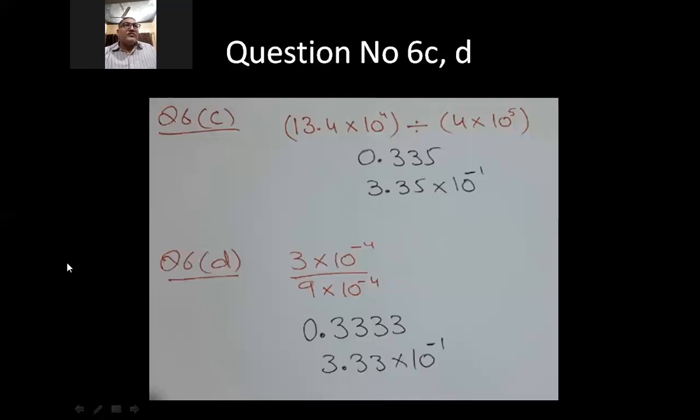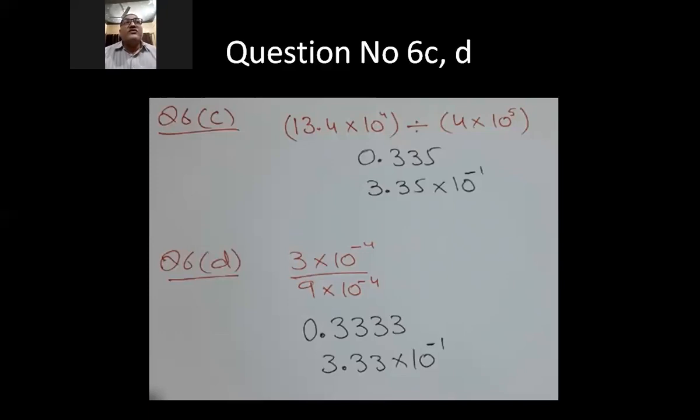So let's move. Now, this question in your calculator, you will write 13.4 expo 4 divide 4 expo 5 equals to. So the answer will be 0.335. And because this number is less than 1, it's not the standard form. So I will move this decimal one step to the right. So it will become 3.35.